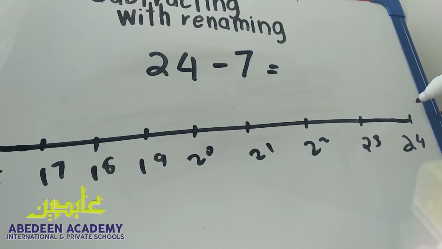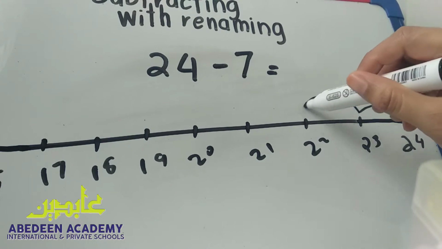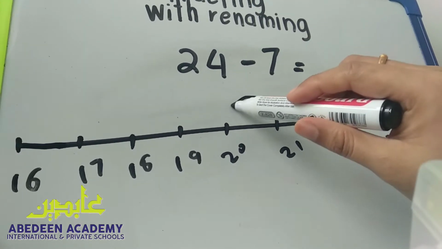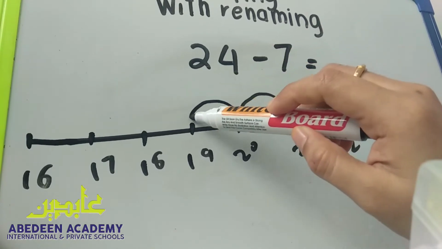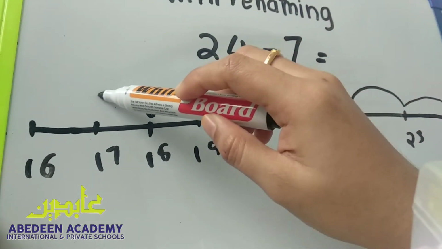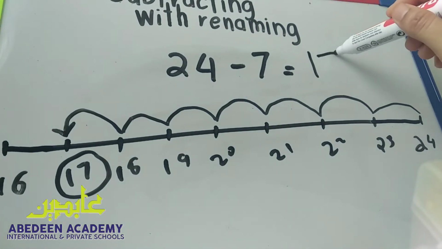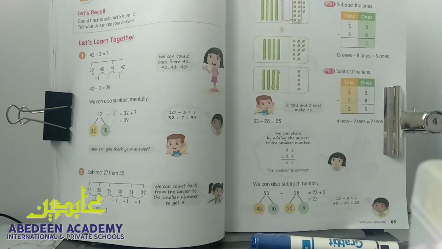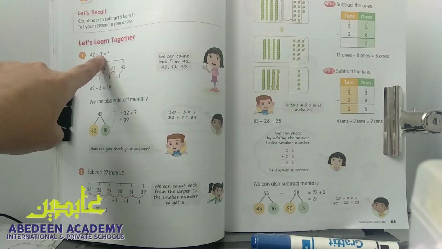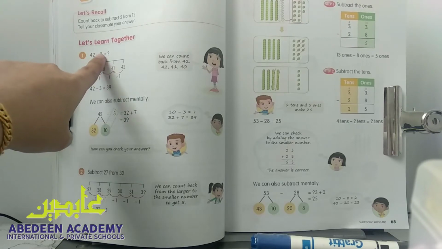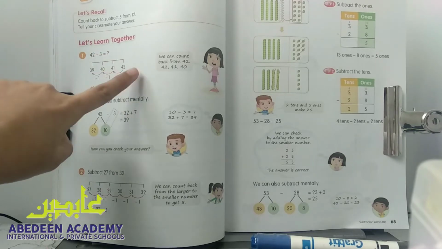Starting from 24, we go backward 7 times. 1, 2, 3, 4, 5, 6, 7. What number does it land on? 17. So the answer here is 17. Okay, so that one applies for small numbers, like you are going to minus only ones. Not tens, not hundreds, just one. A 2-digit number minus a 1-digit number. So this will be easy to do.